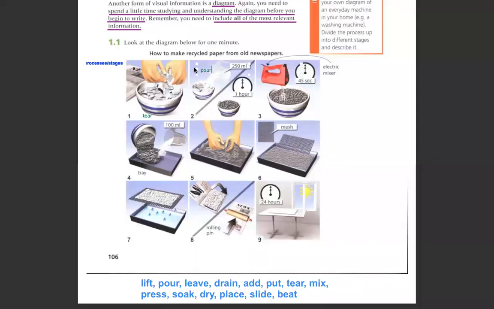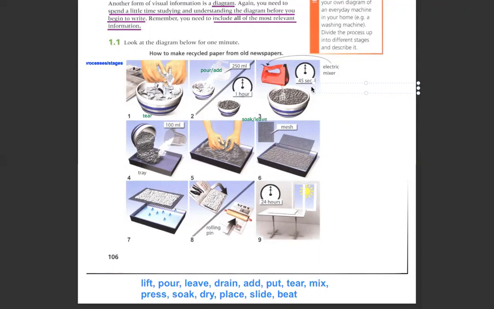Great, I could use the verb pour. What else could I use that's similar to pour? I could use add. Okay, and then the second part of the picture, what are we doing here? So we add water, and then what do we do? We can soak it. What other verb could I use? Or leave. Great. Let's look at number 3.